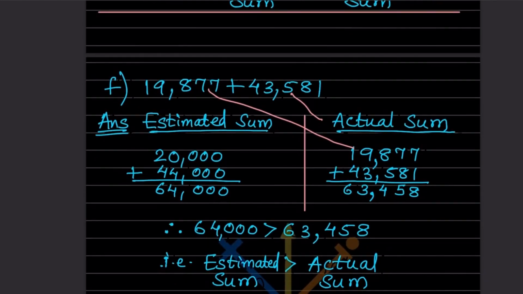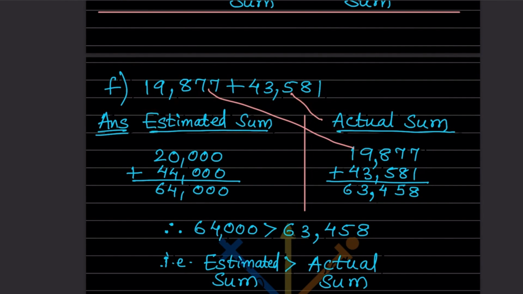Now here again, you can see over here. When you round here, you get 20,000. Here when you round it, you get 44,000. And these both remain the same. You are going to add it.